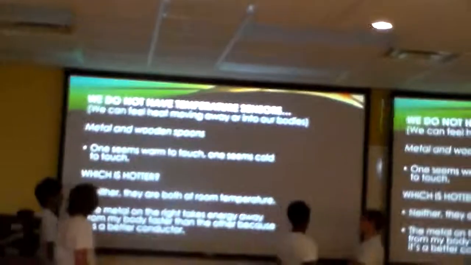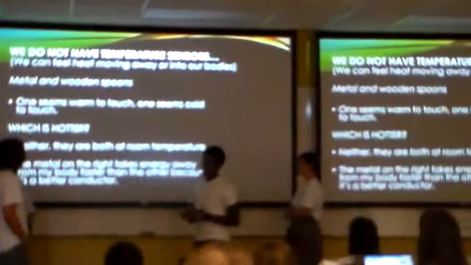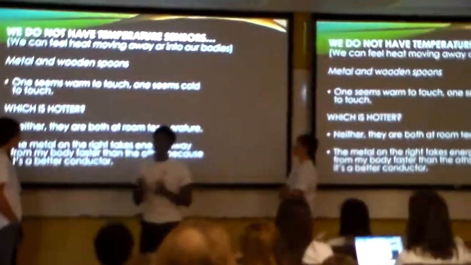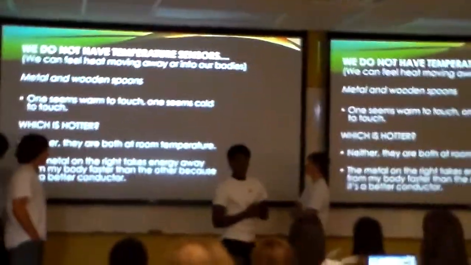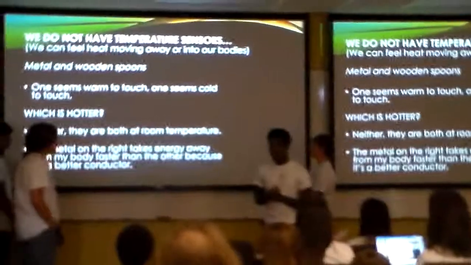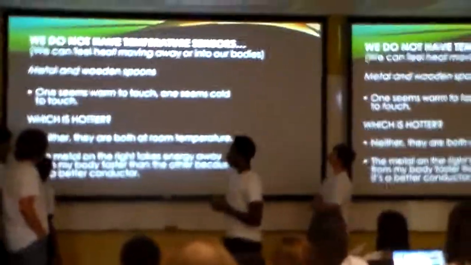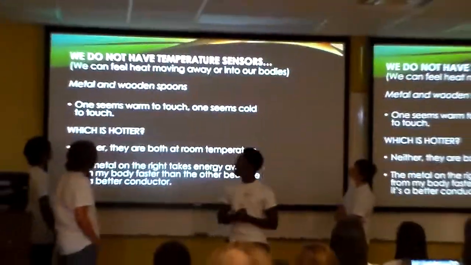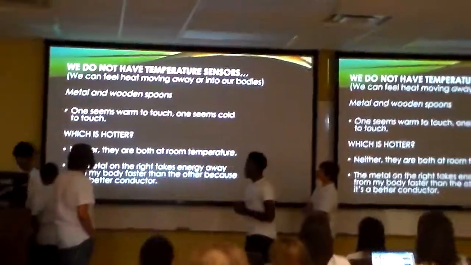So this is one of the first experiments we did at USCC, and it involved two blocks. One was made of metal while the other was made of plastic. Even though both were the same temperature, the metal one felt colder than the plastic one did. This is because the metal one was a better conductor.